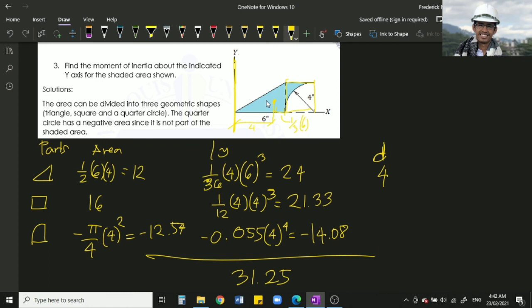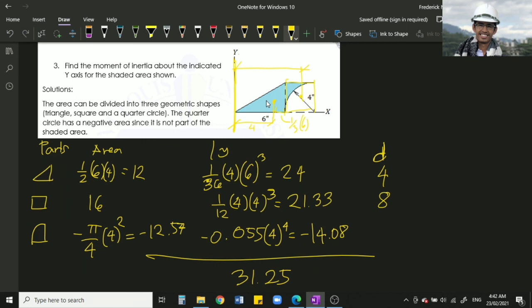And for the rectangle, so yung rectangle is gitna, no? So nasa gitna yung magiging centroid niya. So yung magiging distance nito from the y-axis, so that will be 6 plus, so yung gitna lang ng 4 inch, that will be 2. So 6 plus 2 is 8.